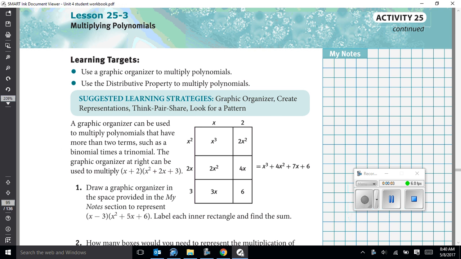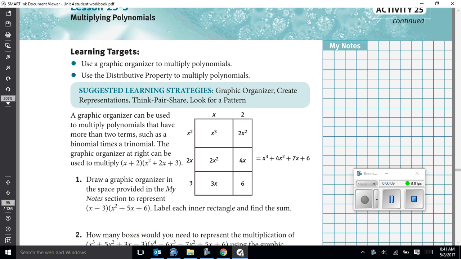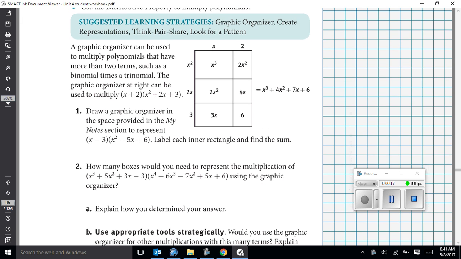All right, so we're going to look at 25.3, multiplying polynomials. So this lesson, our learning targets are to use a graphic organizer to multiply polynomials and use the distributive property to multiply polynomials. All right, so the graphic organizer would be that box method.